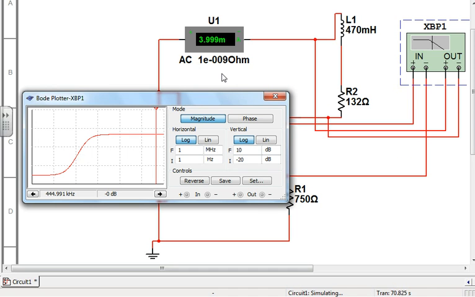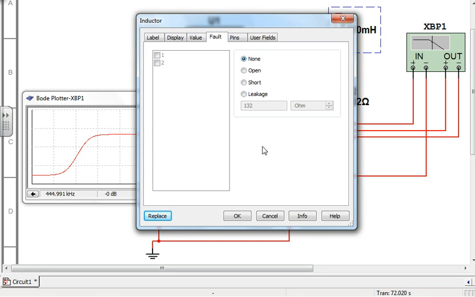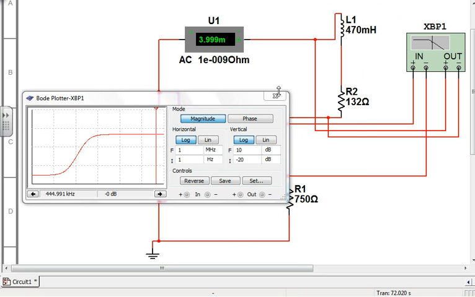Because you didn't clear the faults on the inductor? I'm sure I did, yeah. I'm sure I did. Yeah, none, no faults. Okay, well, I guess that's good enough. Is that good enough? I agree. Yeah.